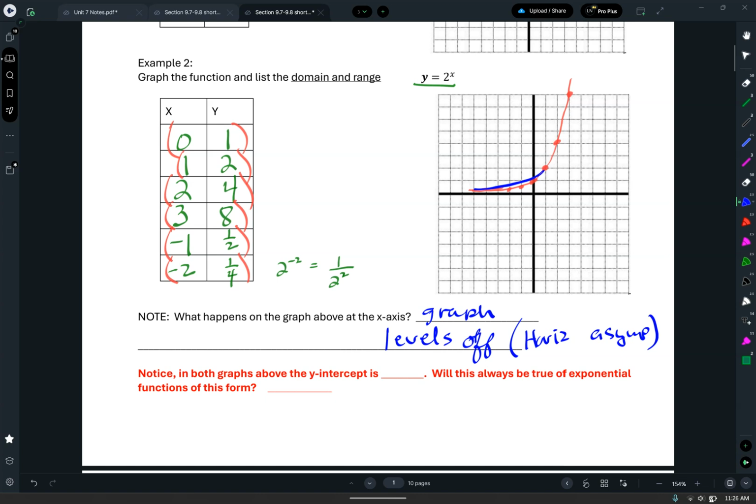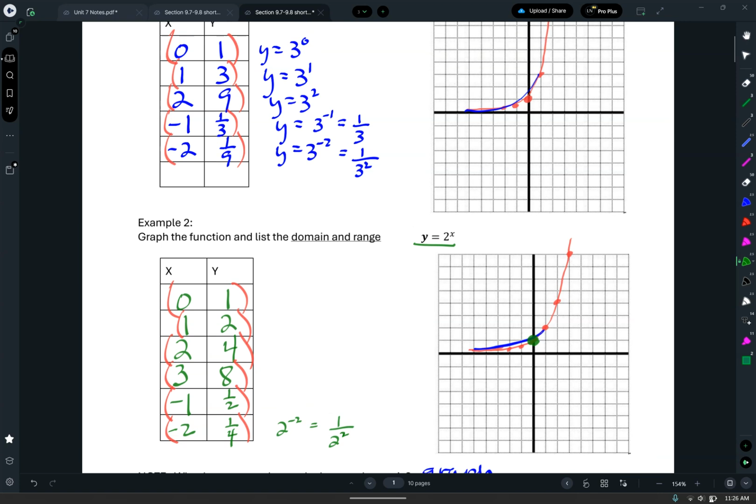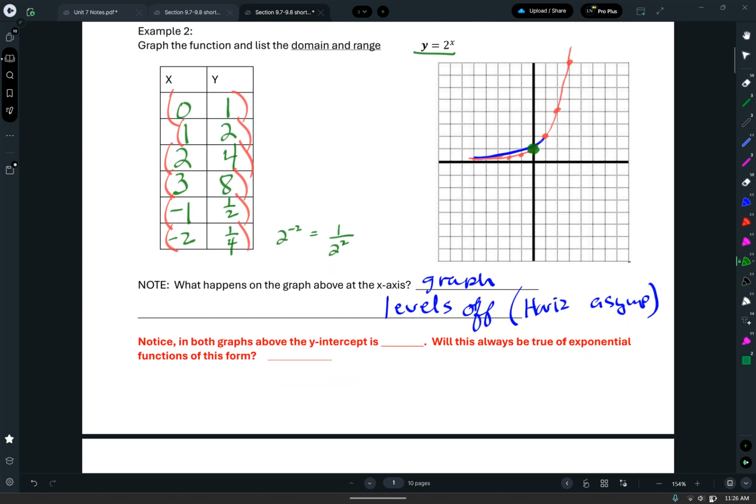Okay, in both graphs above, the y-intercept is what? Well, y-intercept, remember, is where it crosses the y-axis. So on this one, it crossed right there at 1. On the graph up here, it crossed right there at 1. So in both cases, that was the one point that was exactly the same. So the y-intercept is 1.